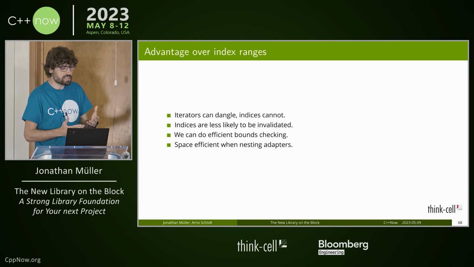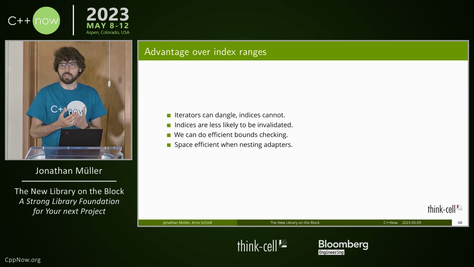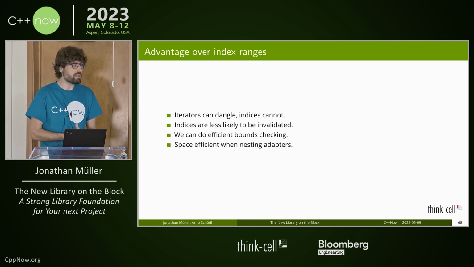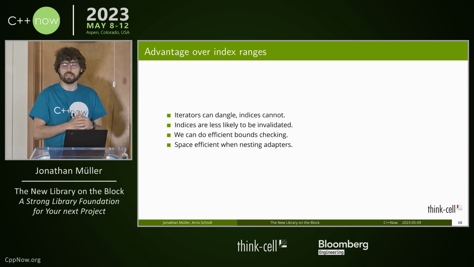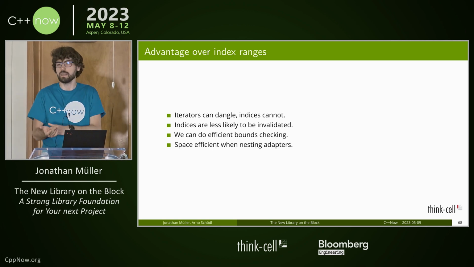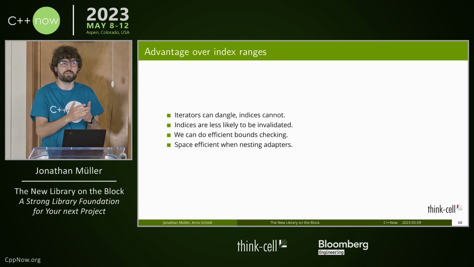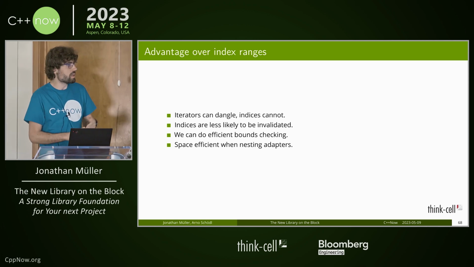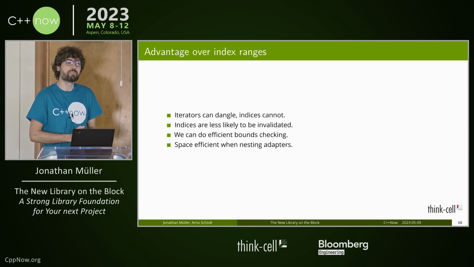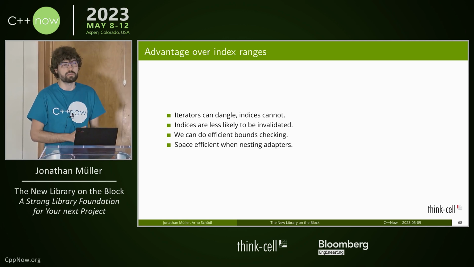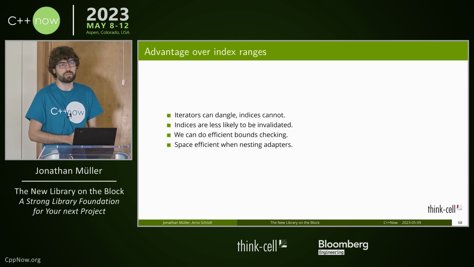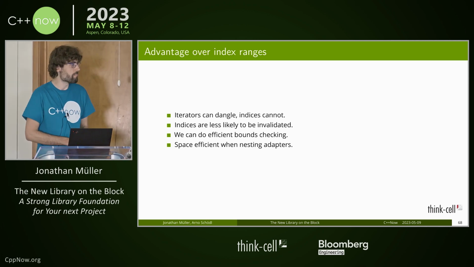But the advantage indices have is that since the range object is required and stores the logic, iterators can dangle, but indices cannot. If you have a dangling index after you've destroyed the range, you cannot do anything with it. So it's impossible to dereference an index after the range has been destroyed.

— Indices are less, yes? That only applies if the range owns its elements.

— Yes, right. If the range owns it, like if you have a container, then you still have this problem.

— Yeah, right, okay.